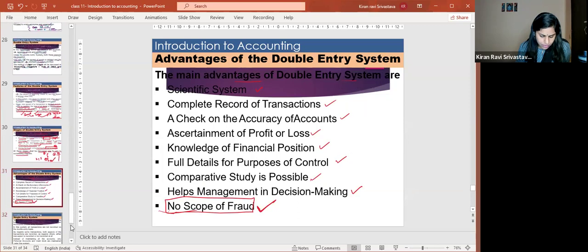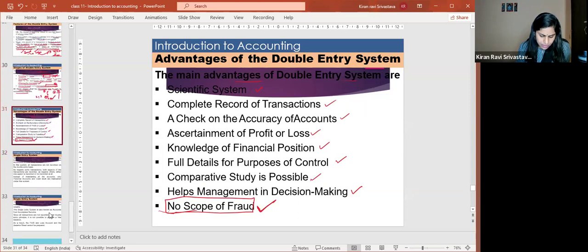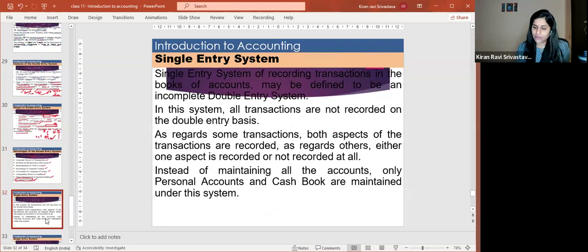And the next one is single entry system. Okay, single entry system I will not do now. I will do it in the next class because then the explanation will go long, and I'll just be stopping here. Okay.